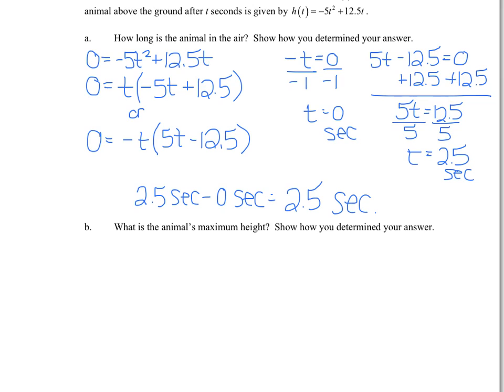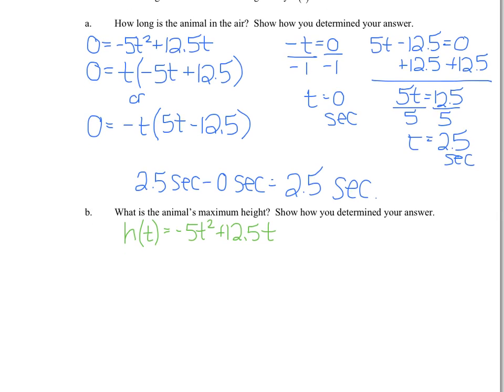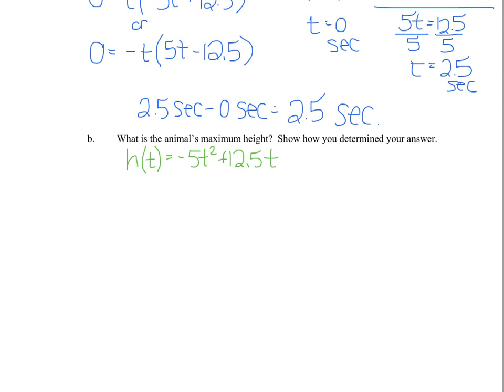For part B, it says, what is the animal's maximum height? Show how you determined your answer. Well, yet again, we need to find the vertex. We're given the formula h of t equals negative 5t squared plus 12.5t. I can use my graphing calculator and do this pretty quickly, but I'm going to do it the way we did for the last problem. And I'm going to find the x value of my vertex. So it's not actually x, it would be t.